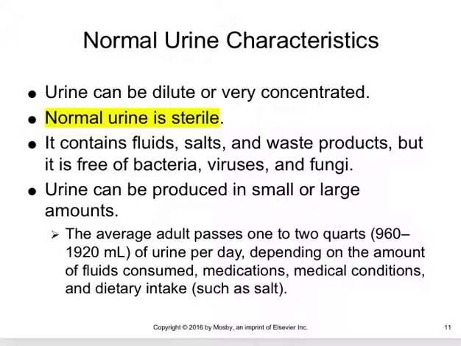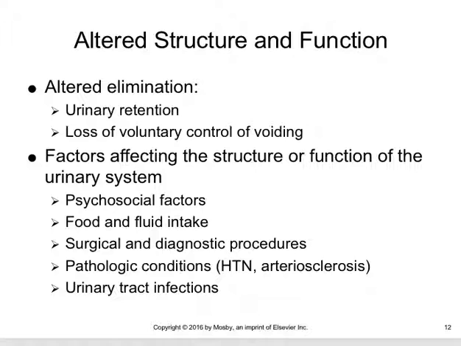So normal urine is sterile, so you should not have bacteria in the urine. That would be a urinary tract infection when you have that. So we have all different kinds of things that alter our elimination, right? You can either have retention, I talked about that, where it doesn't empty, or you have loss of voluntary control. So that's someone who's incontinent. We see a lot of that with our elderly patients, and some of it is cognition. They just no longer recognize the urge. All different kinds of things.